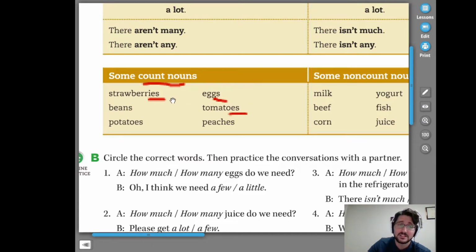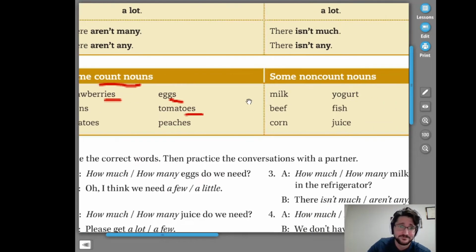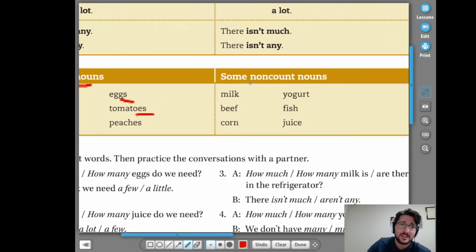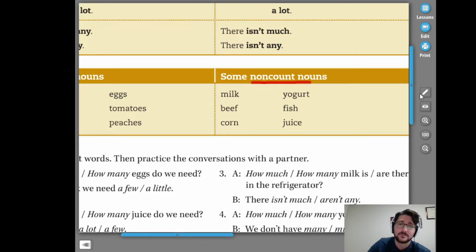If you could put an S, probably it is a count noun. On the other hand, if it is a non-count noun, we usually will never see milks, right? Probably will not see fish or juices or corns. It's a little bit strange to see an S there. If you cannot put an S, then it is probably a non-count noun.